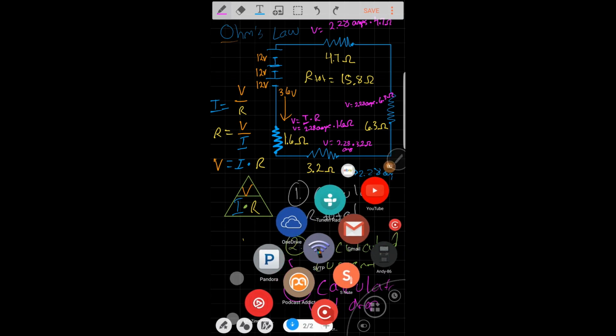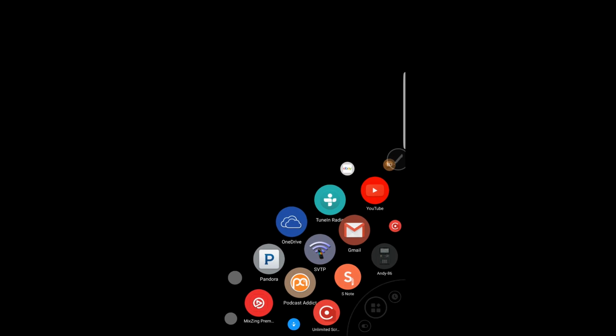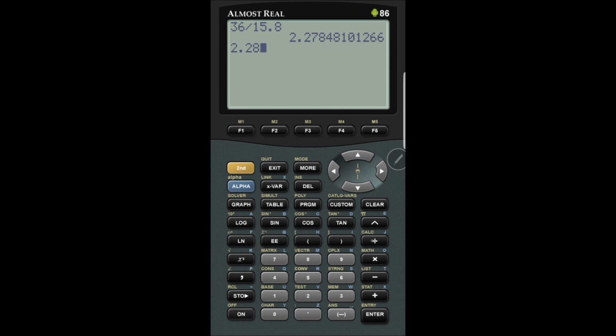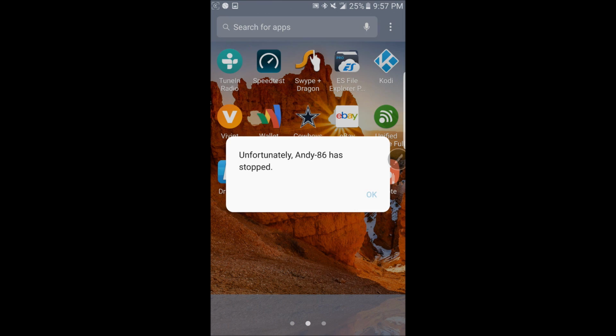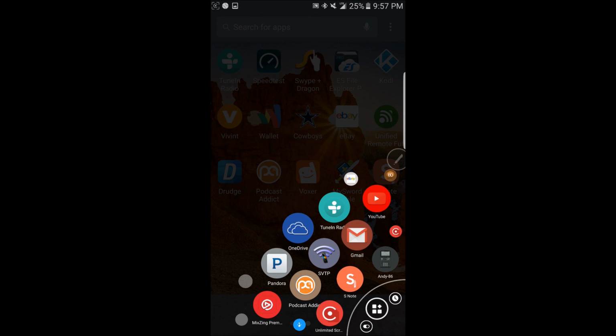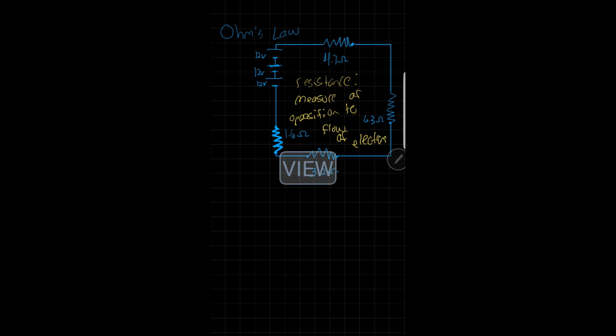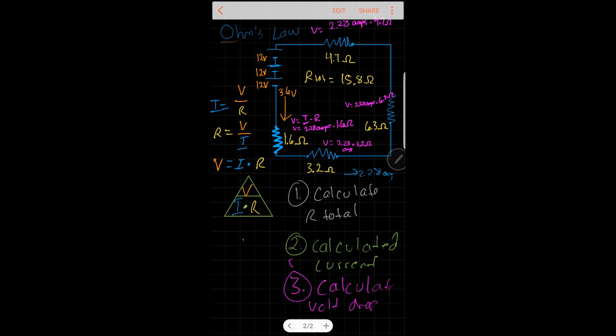Let's go to my calculator app. Okay, so 2.28 times 1.6, I apologize, I said divided by, but that was because it's V equals I times R. Then that one, and then 2.28 times the next. Let's make sure we get these numbers written down properly. Okay, so my numbers are 1.6, 3.2, 6.3, 4.7.